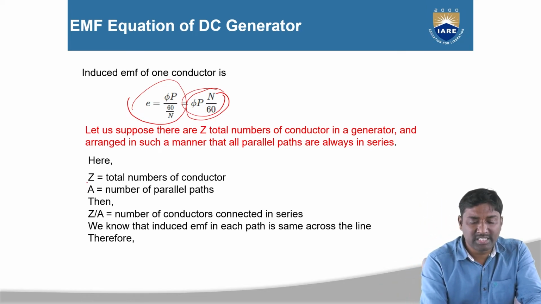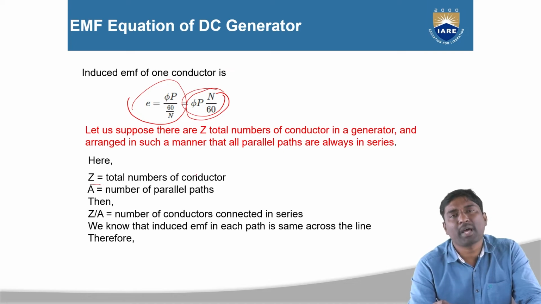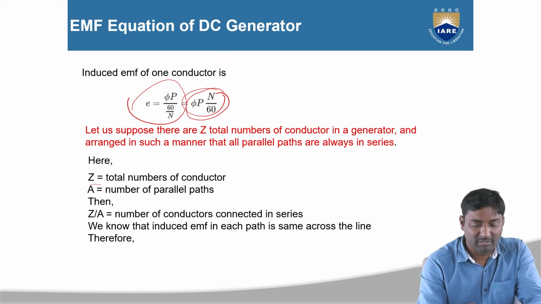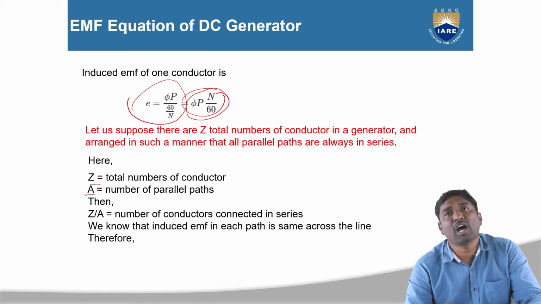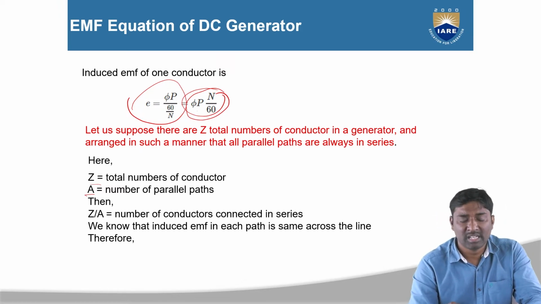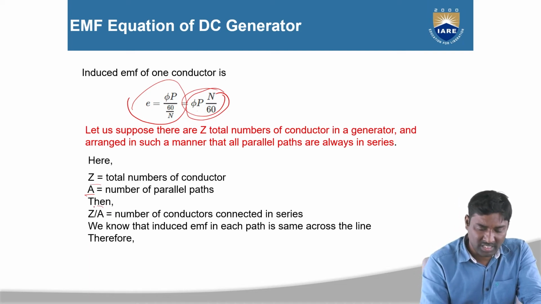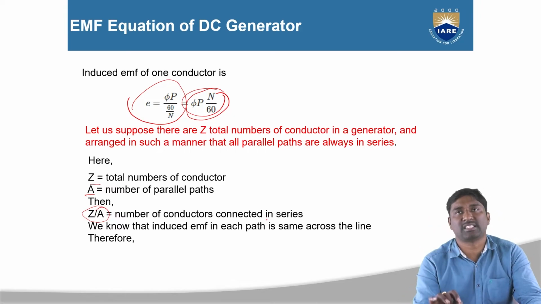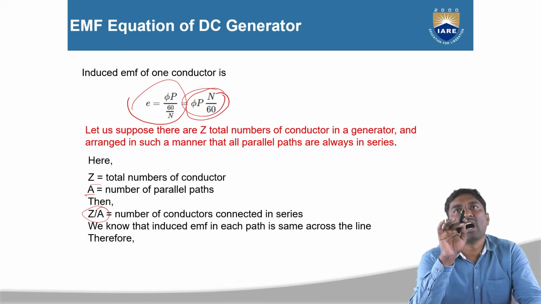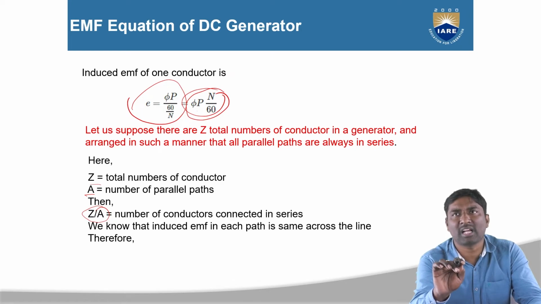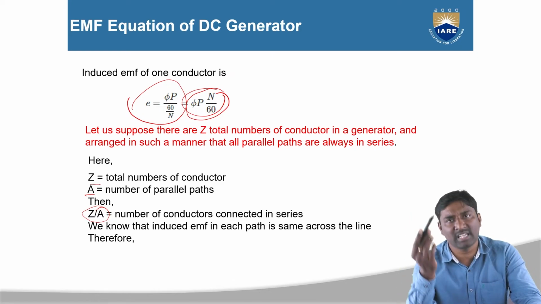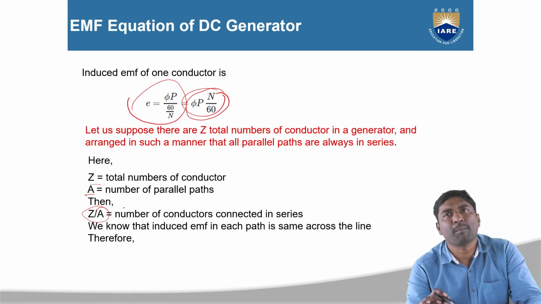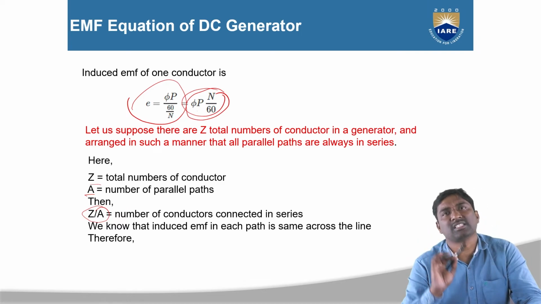Now Z is equal to the total number of conductors, where A is equal to the number of parallel paths. Then Z by A is the number of conductors connected in series, because here all are arranged in such a manner that all parallel paths are always in series. That's why Z by A is equal to the number of conductors connected in series.